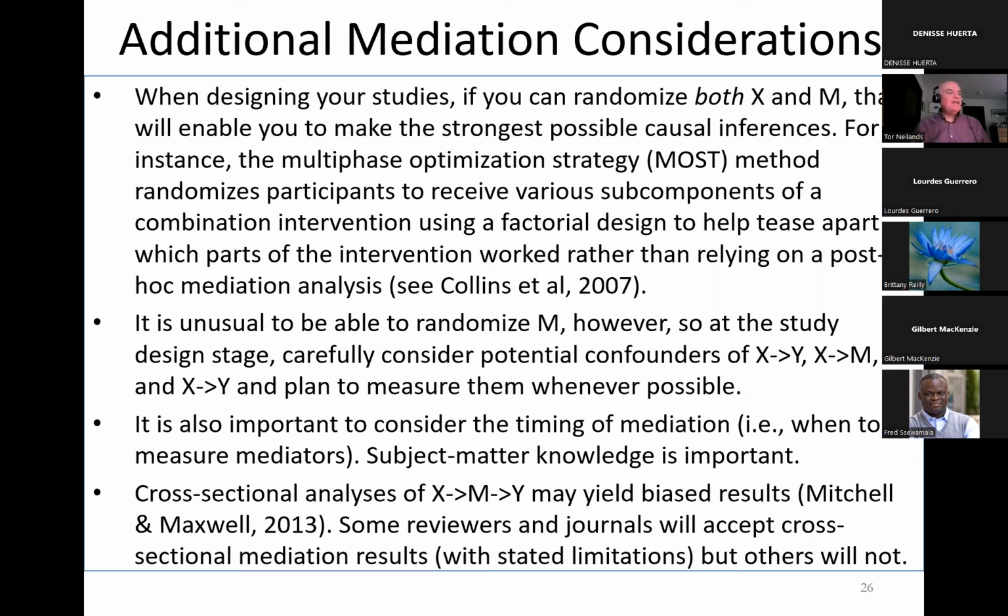So at the study design stage, carefully consider potential confounders of those X to Y, X to M, and X to... I see there's a typo here. I have X to Y twice, but that third one should be M to Y, and plan to measure them whenever possible. And then you also want to think about the timing of when you measure your mediators, and subject matter knowledge is really important. Like, do you expect an intervention to affect your mediators quickly or maybe more slowly? And then, as I mentioned before, cross-sectional analysis of X to M to Y may yield biased results. Some reviewers and journals will accept cross-sectional mediation results as long as you state those limitations, but others won't. So it kind of depends on the discipline and the specific journal where you're going.